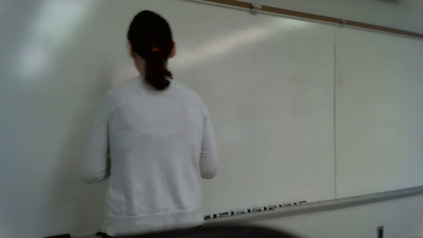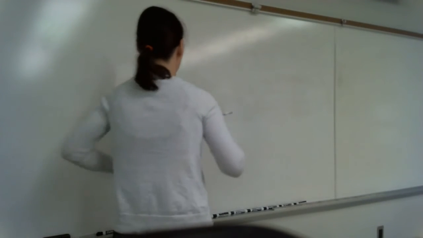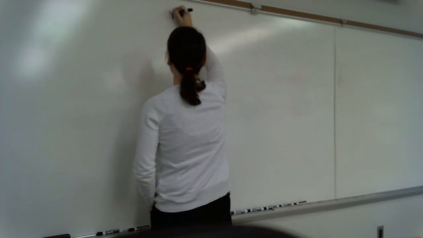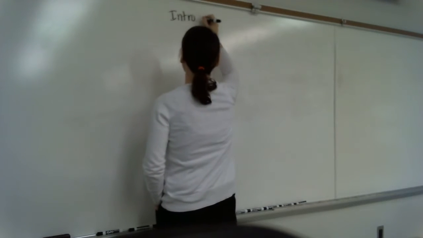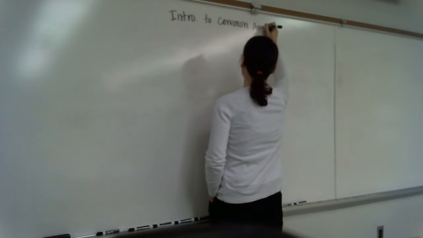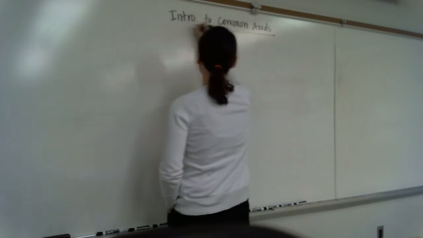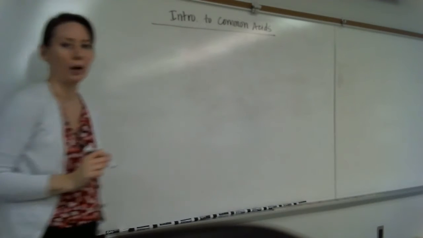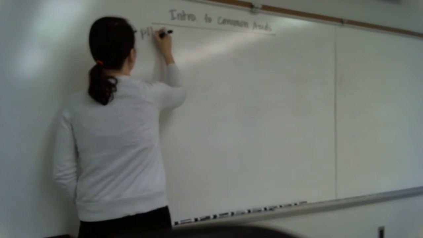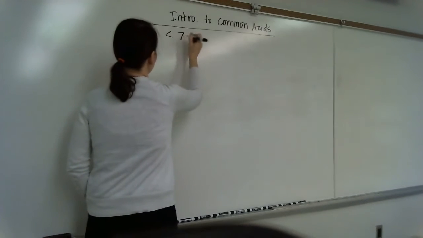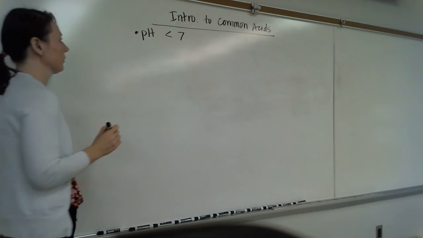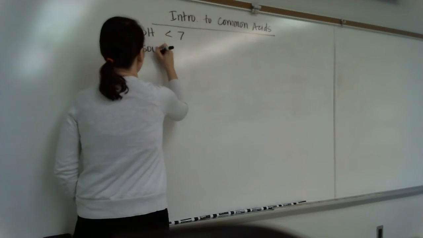All right. So let's talk about common acids. And this is intro chem, so intro to common acids. What are some general properties of acids? They have a pH less than 7. Right, their pHs are less than 7. They have a sour taste.